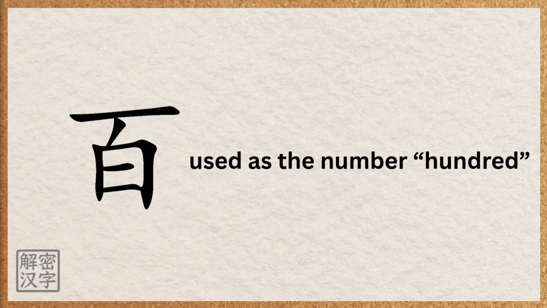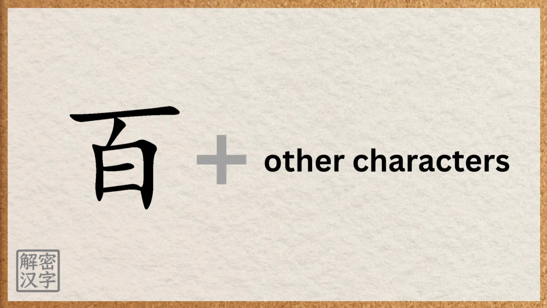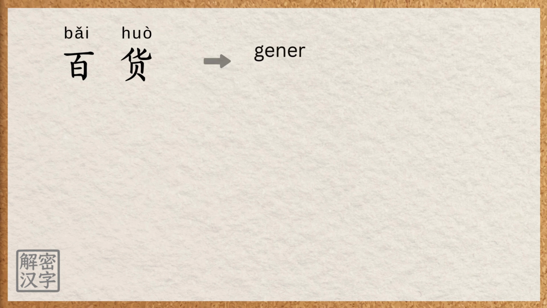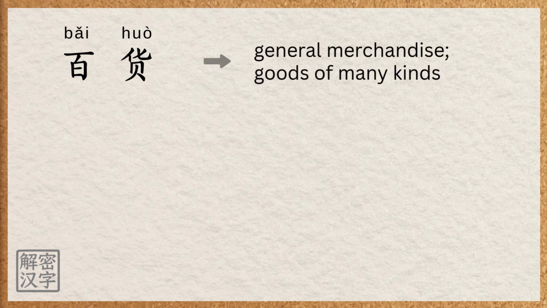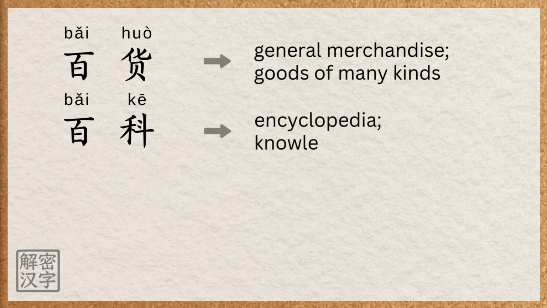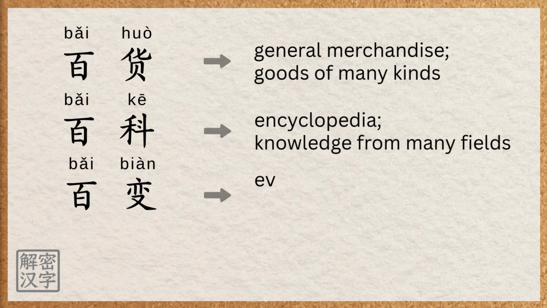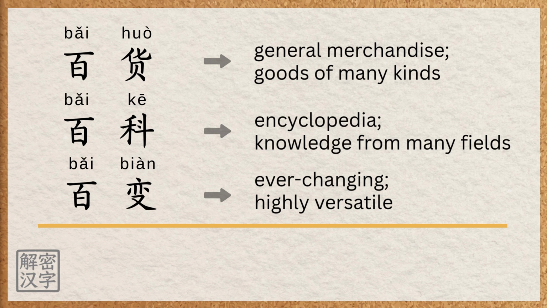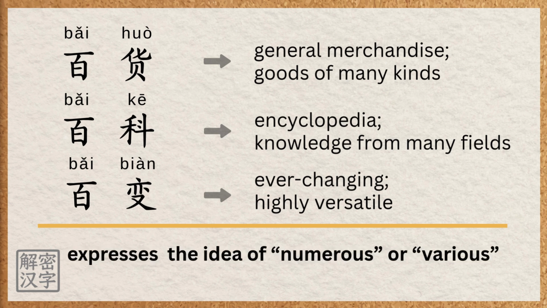Besides being used as the number 100, the character bai can also make many words with other characters. For example, 百货 means general merchandise, goods of many kinds. 百科 means encyclopedia, knowledge from many fields. 百变 refers to ever-changing, highly versatile. In these words, bai expresses the idea of numerous or various.